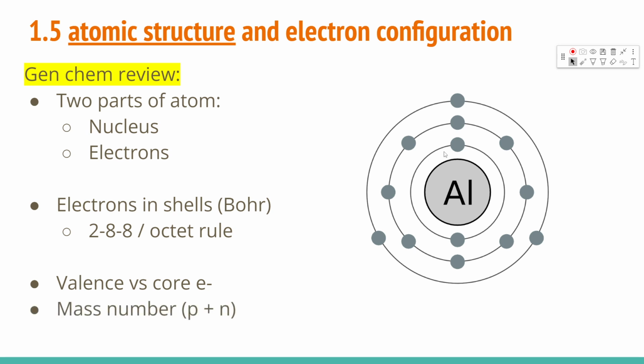Mass number, in case you forgot, is protons plus neutrons, because all of the mass of an atom is pretty much concentrated in that nucleus. Electrons do have a tiny, tiny bit of mass, but it's so negligible that we consider it 0. And then the charge is protons minus electrons. So if I have more protons, we're going to be a positive charge. If we have more electrons, it's going to be a negative charge. If we have the same amount, it's going to be a neutral charge.